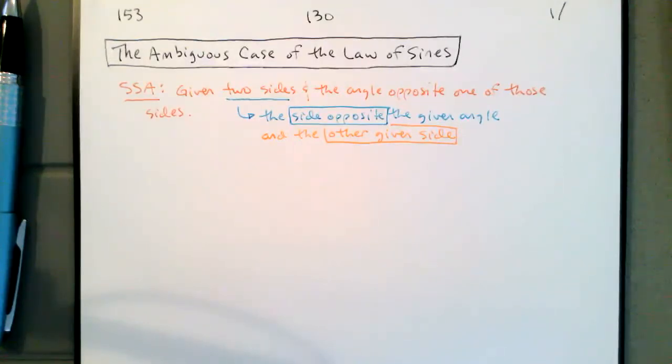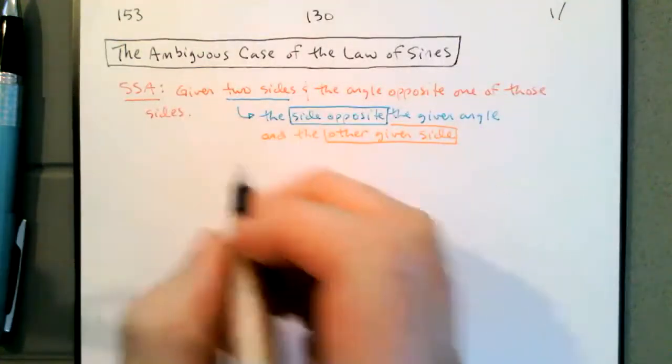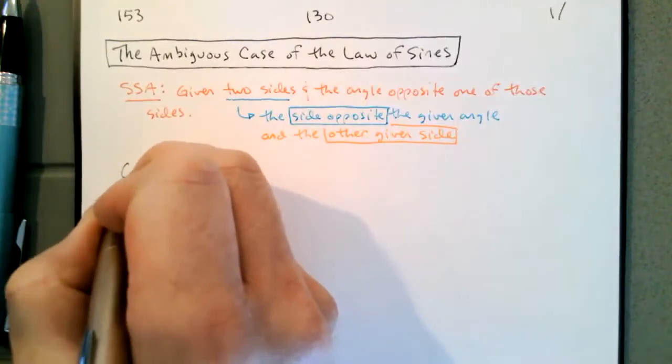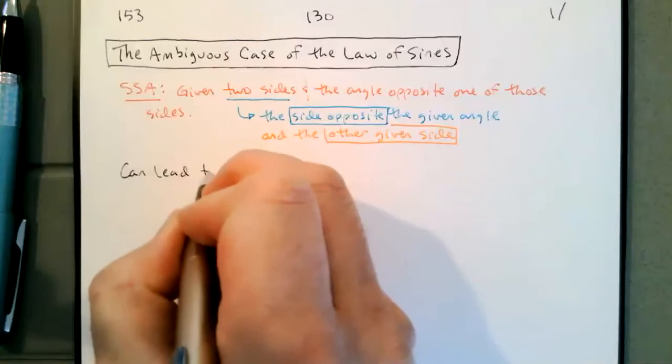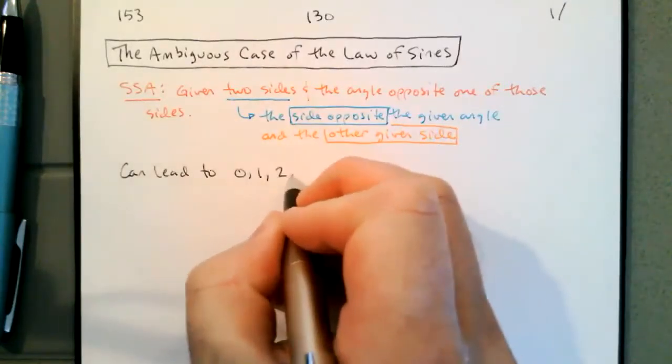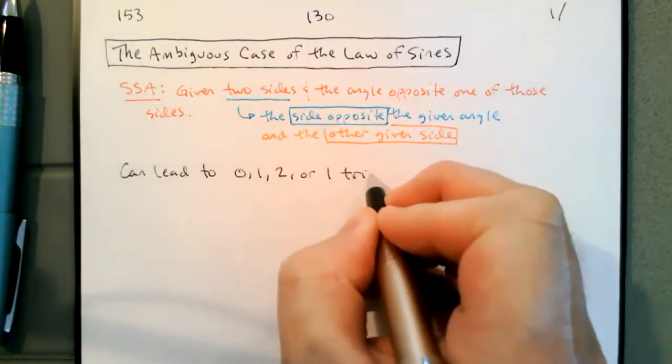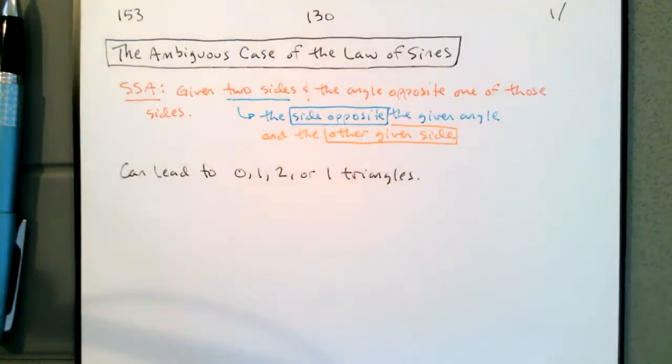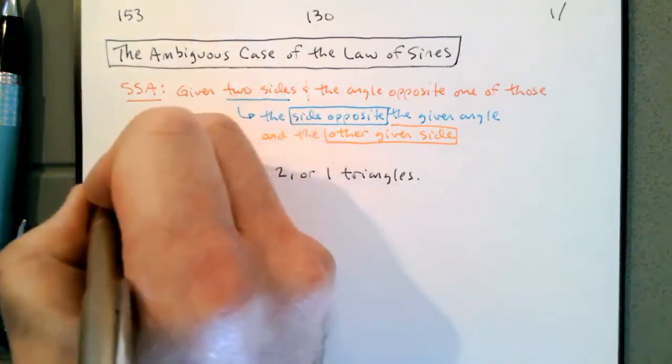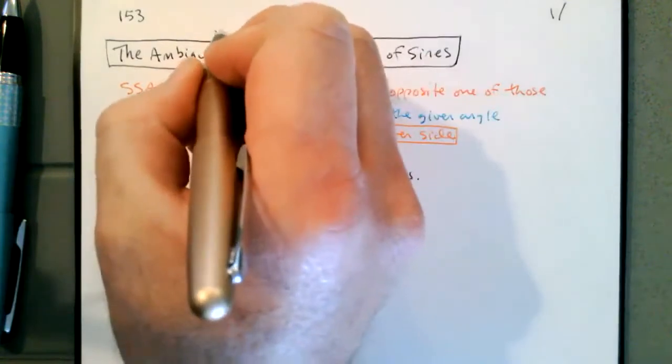Remember that the ambiguous case of the law of sines can lead to 0, 1, 2, or 1 triangles. So it's ambiguous because this set of given information can lead to 0, 1, 2, or 1 triangles. And I know I listed one twice, but it can lead to one triangle in a couple of different ways. But this is why it's the ambiguous case.